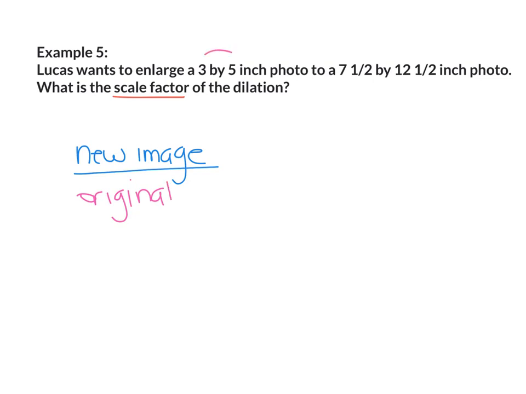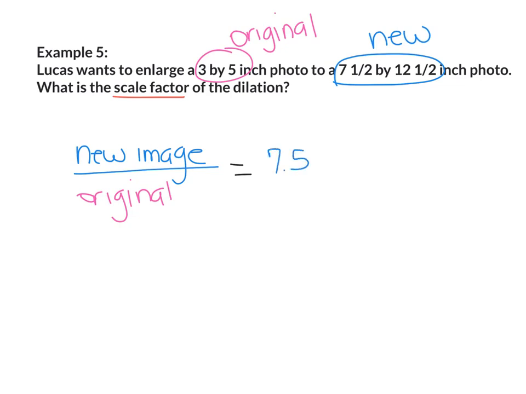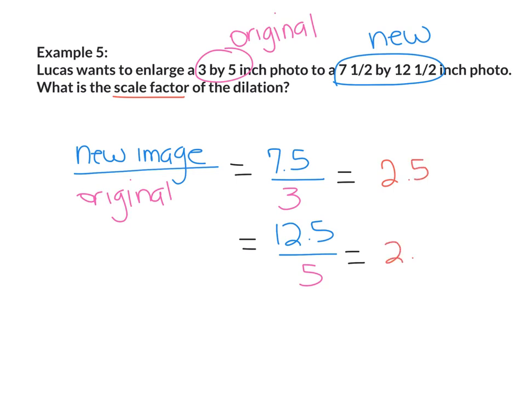So I know that the original is 3 by 5 inch. And the new is 7.5 by 12.5. So I'm going to take 7.5 and I'm going to divide it by the first digit, which is 3. And I'm going to do it one more time to make sure I get the same answer. So I'm going to take 12.5 and I'm going to divide it by 5. So what ends up happening when I divide both of them, I get 2.5. Since I get the same answer, that means that the scale factor is 2.5.